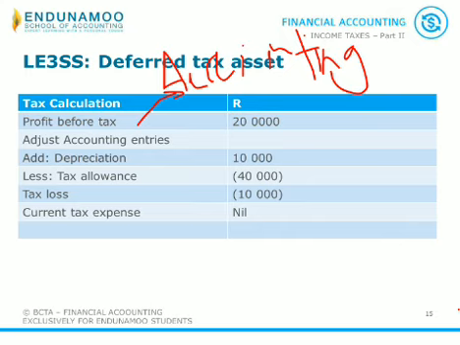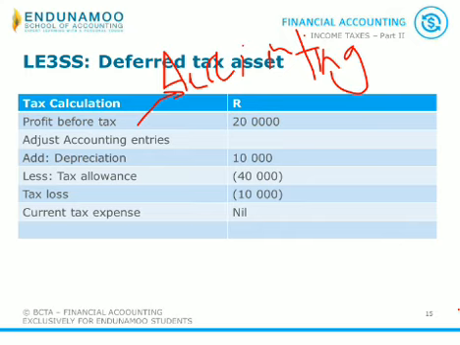So we're sitting with our profit before tax of 20k, we add back our depreciation, so we're sitting with 30k now. So in essence it's a 30k taxable income. And then from there we subtract our tax allowance of 40,000, which lands us at a tax loss position of 10,000 rand. And because now we're in a loss-making position, we can't pay any income tax on a loss, so we'll be sitting with a current tax expense of nil. So we're sitting with the loss of 10,000 rand, but we're going to have a current tax expense of nil.